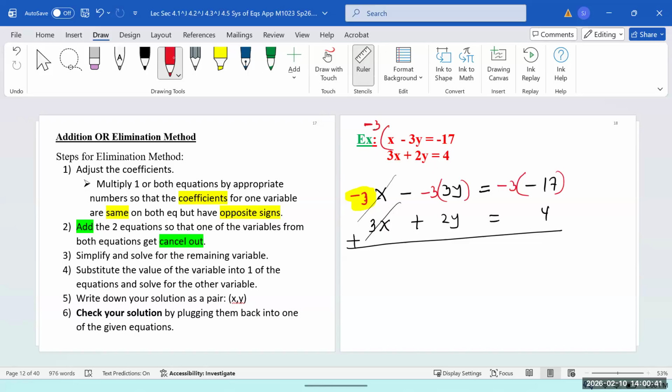And now you have to see what we get in the middle. What do we have here? Negative times negative, positive 9y. Because negative times negative turns into positive, right? So positive 9y. And what do we have here? Positive 51.